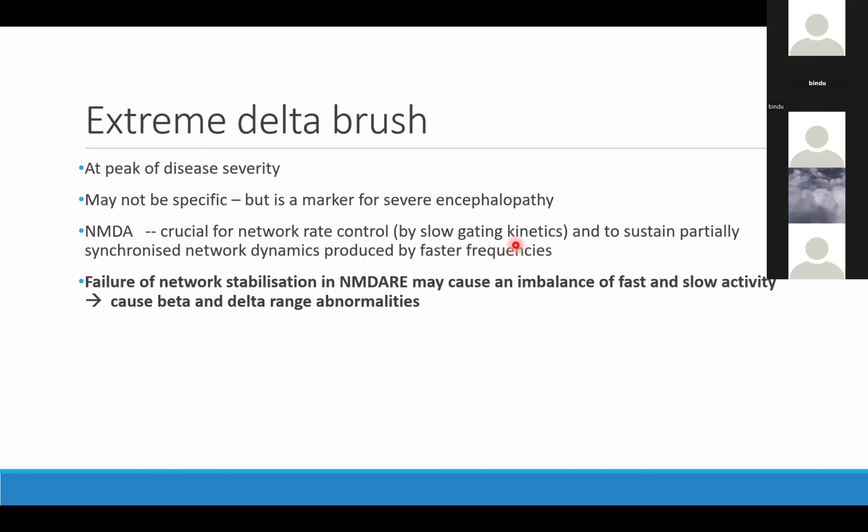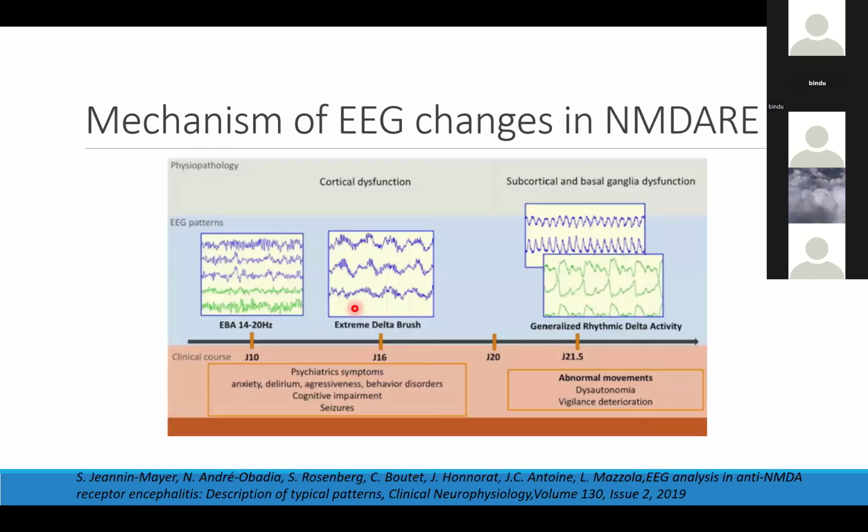The extreme delta brush is seen at the peak of disease severity. It may not be specific, but is a marker of severe encephalopathy. NMDA is crucial for network control and to sustain synchronized network dynamics. So failure of network stabilization in NMDA receptor encephalitis can cause an imbalance of fast and slow activity and can cause beta and delta range abnormalities. So that is the basis of this delta brush in NMDA receptor encephalitis as well as delta and beta activity.